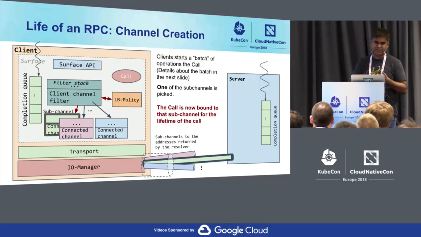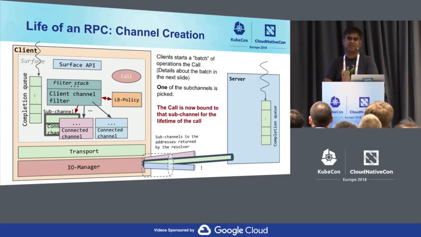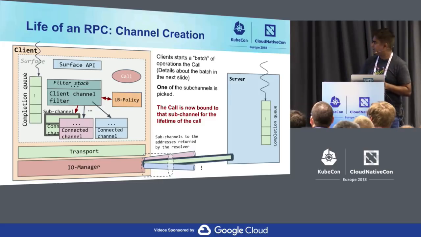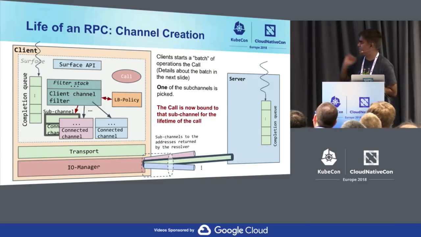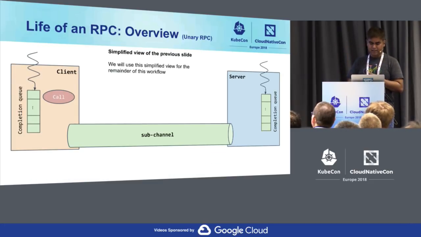One is pick first, that's the default, so it just picks the first subchannel. The other one is round robin, so it just keeps round robining over the subchannels. And the third one is what's called gRPC LB, which is the look-aside load balancing. I have a link in the slide that talks about load balancing. Anyway, let's assume this is the subchannel that was picked, whatever the LB policy might be. From this point forward, let's simplify our diagrams. I'm only including the components that are important: a call, a subchannel, client and server, and completion queues on either side.